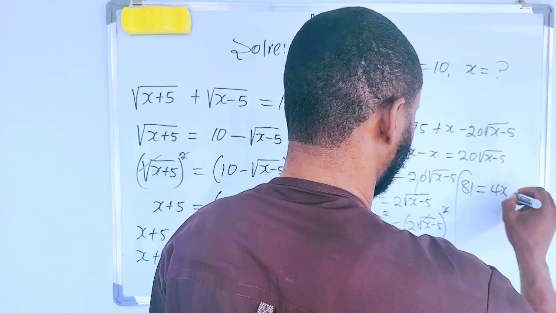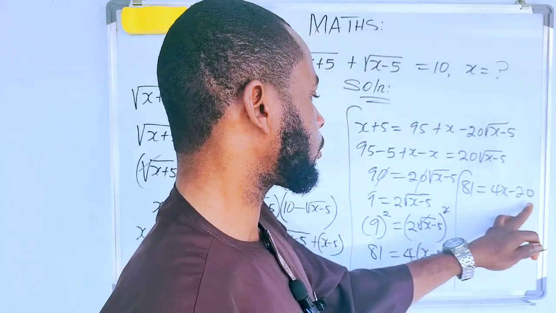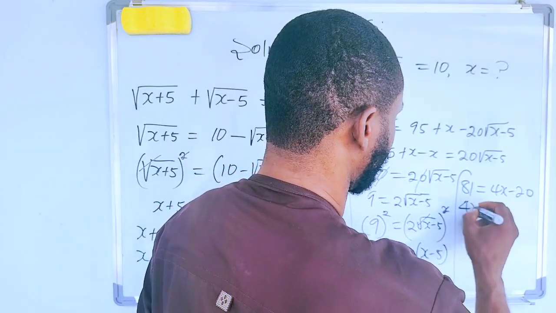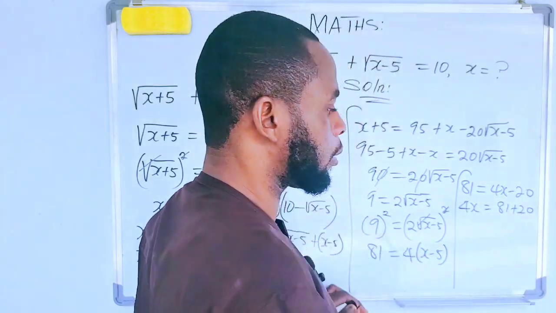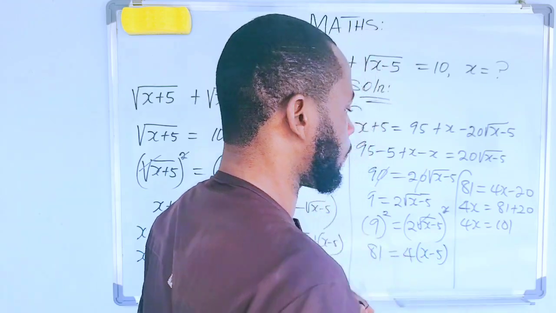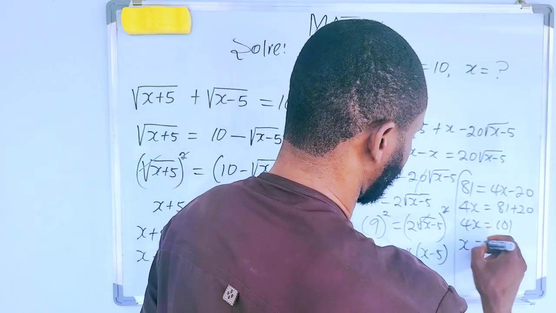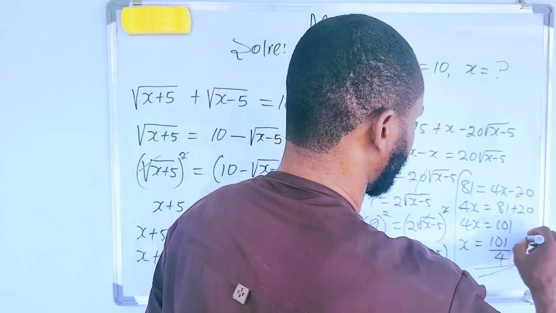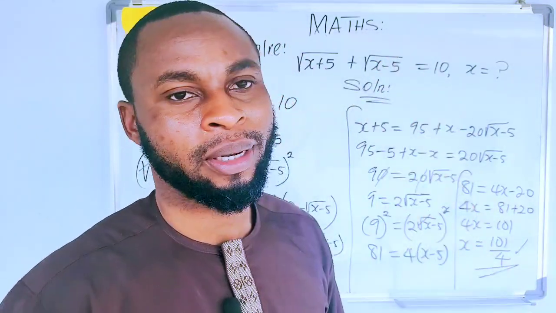Now if you expand this, we are going to have that 81 equals 4x minus 20. Then if you collect like terms, you are going to have that 4x equals 81 plus 20. Then as such, this gives us that 4x equals 101. Then we divide both sides through by 4. We have that x equals 101 divided by 4. And this is the value of x that will satisfy this equation right here.